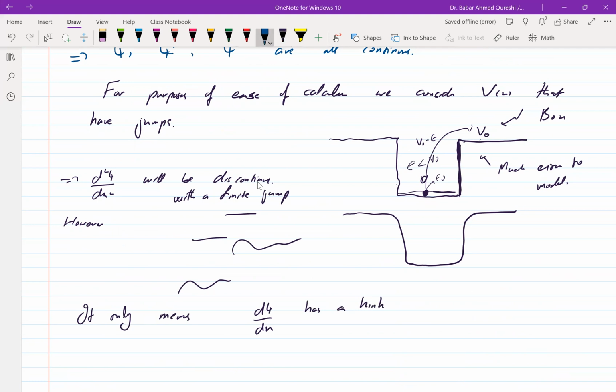If you have it like this, here this is d psi by dx. And its rate of change, d2 psi by dx square, was changing continuously. But here d psi by dx took a turn. So your derivative of it, the rate of change, took a jump. That's what gave you this difference. So it would mean that d psi by dx has a kink, but it is still continuous.